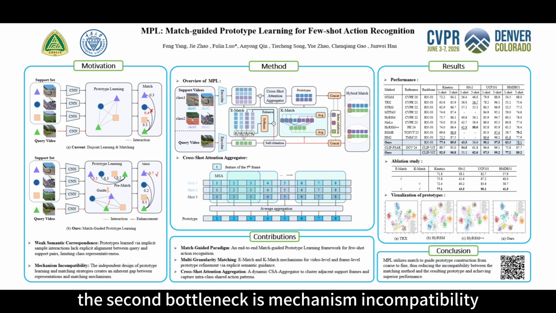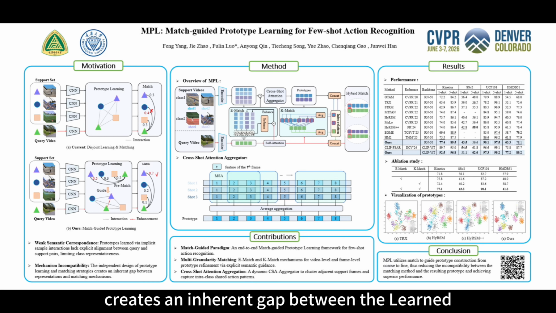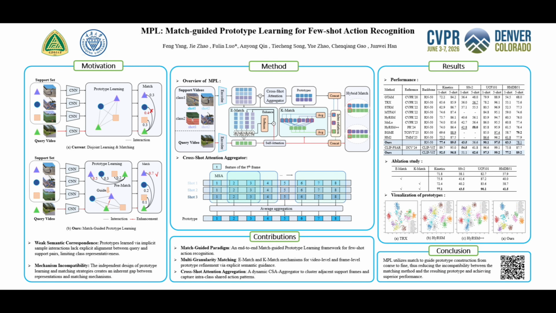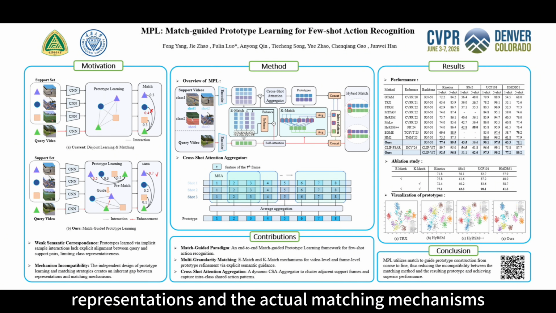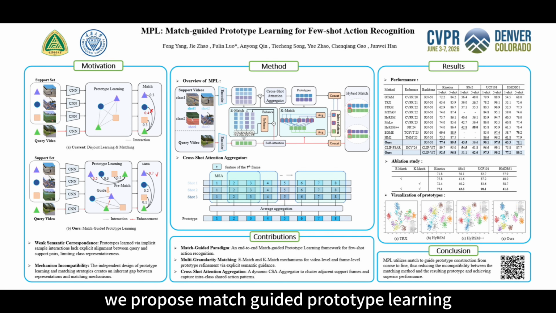The second bottleneck is mechanism incompatibility. The independent design of prototype learning and the matching strategy creates an inherent gap between the learned representations and the actual matching mechanisms. To solve these two problems, we propose match-guided prototype learning.